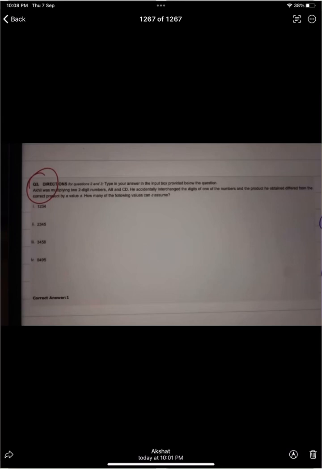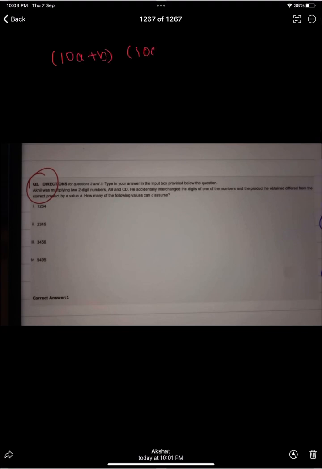Okay, the question is, Akhil was multiplying two two-digit numbers AB and CD. He accidentally changed the digits of one number and the product differed by D. So basically the numbers are AB and CD, so we can write the numbers as 10A plus B and 10C plus D.